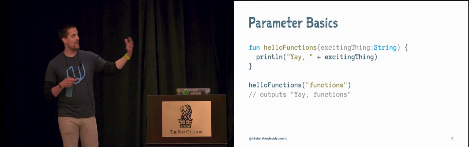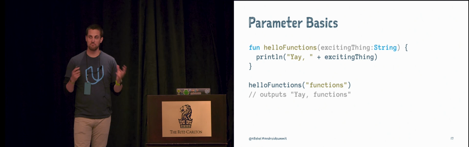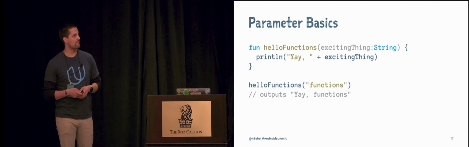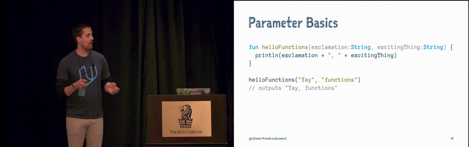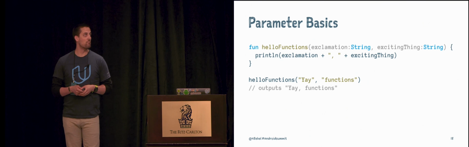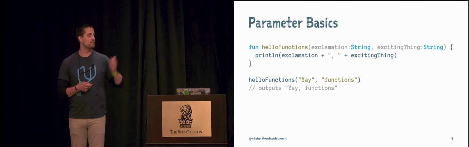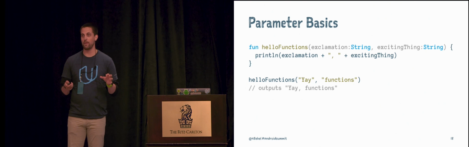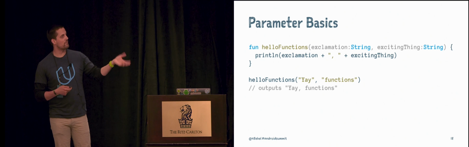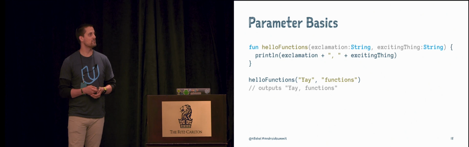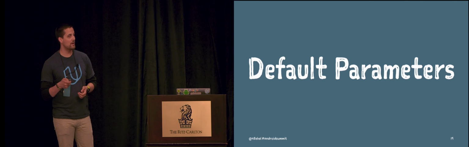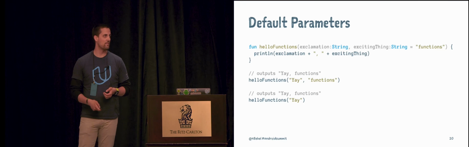And we invoke this, as we might expect. We pass in our string literal. Everything is happy. We say yay functions. And then obviously, we can have multiple parameters. So again, we do this just like Java, where we separate them with a comma. And then again, we invoke this just the same. No surprises here.